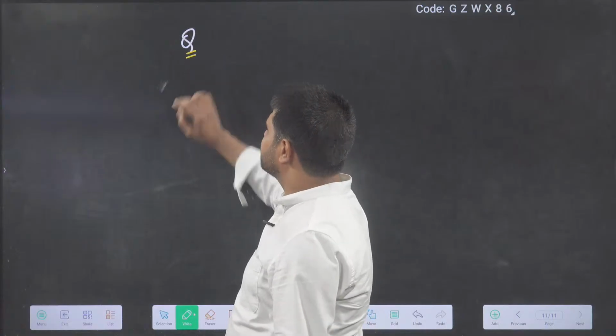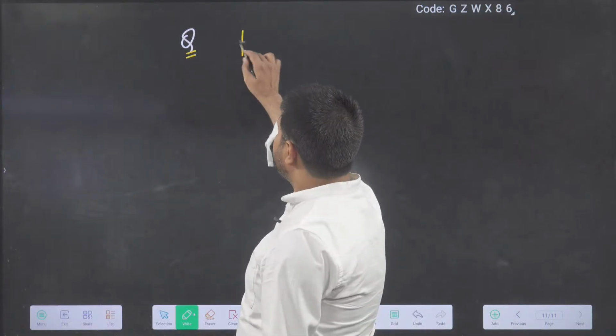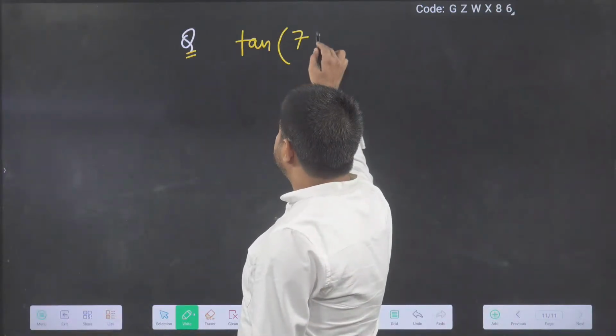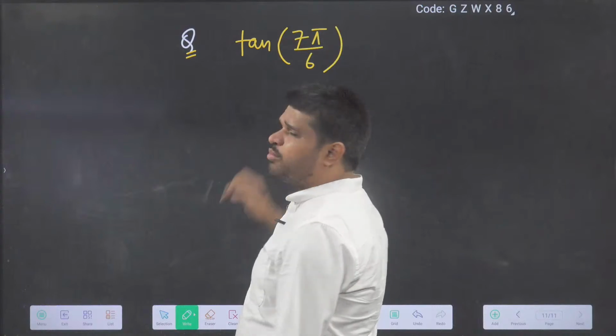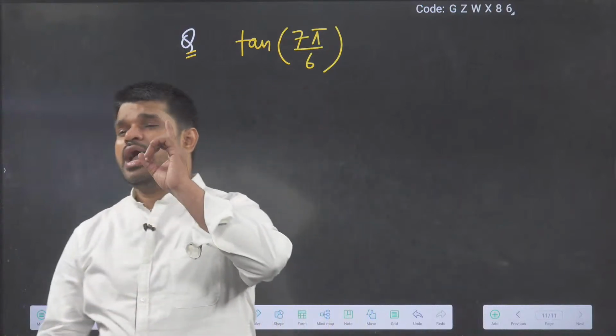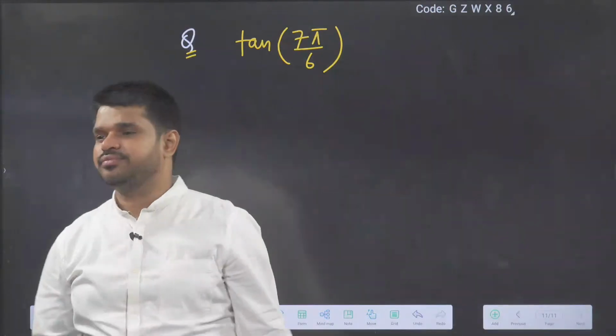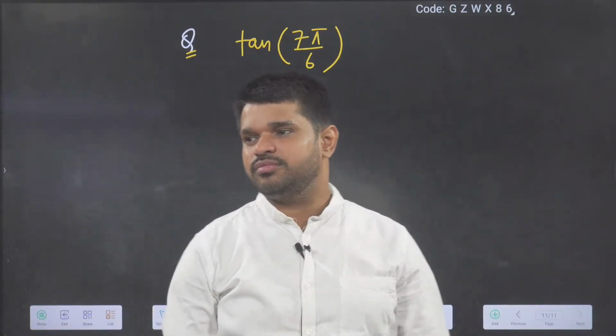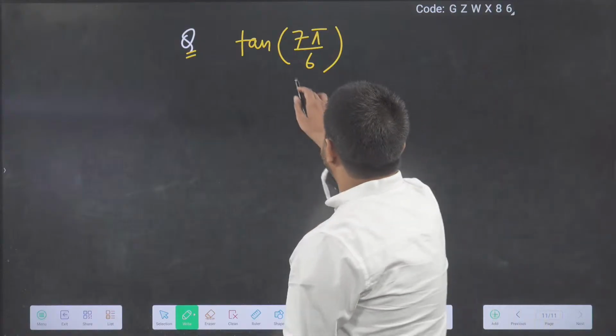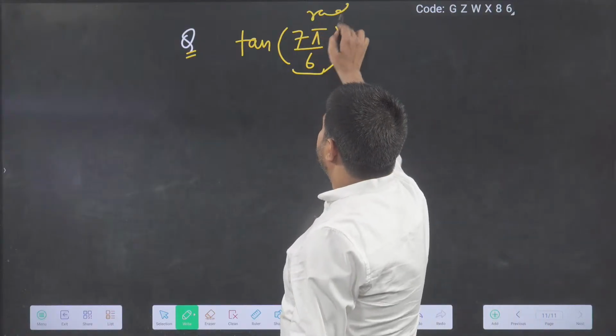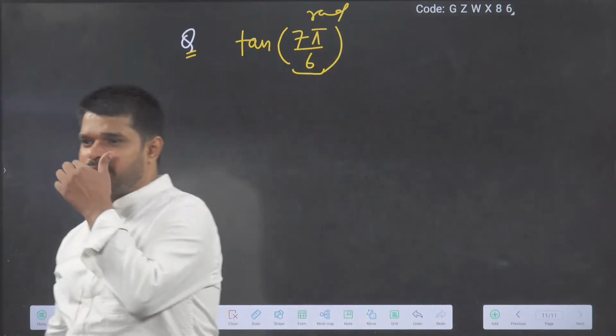Question: find tan of 7 pi by 6. The process I am telling you: the angle is in radian, convert it into degree and apply the concept.